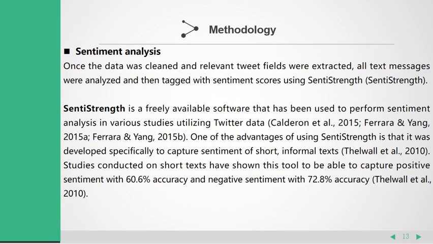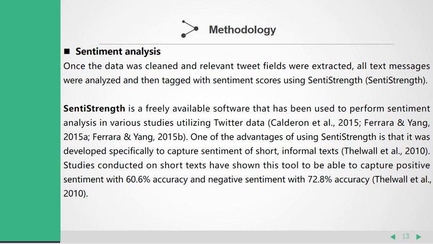Introduce sentiment analysis again. Once the data was cleaned and relevant tweet fields were extracted, the text messages were analyzed and then tagged with sentiment scores using SentiStrength. It is a freely available software that has been used to perform sentiment analysis in various studies utilizing Twitter data. One of the advantages of using SentiStrength is that it was developed especially to capture sentiment of short informal texts.